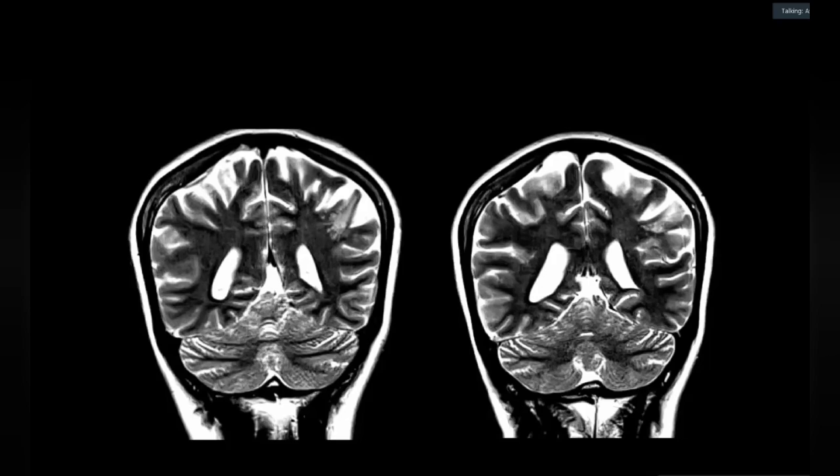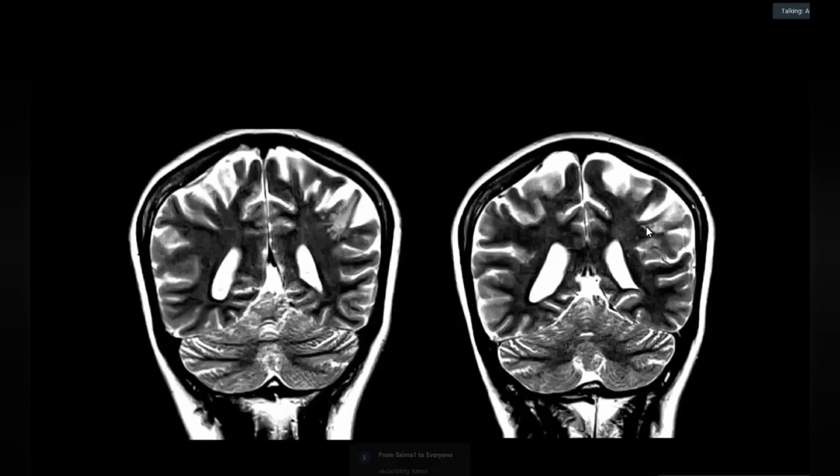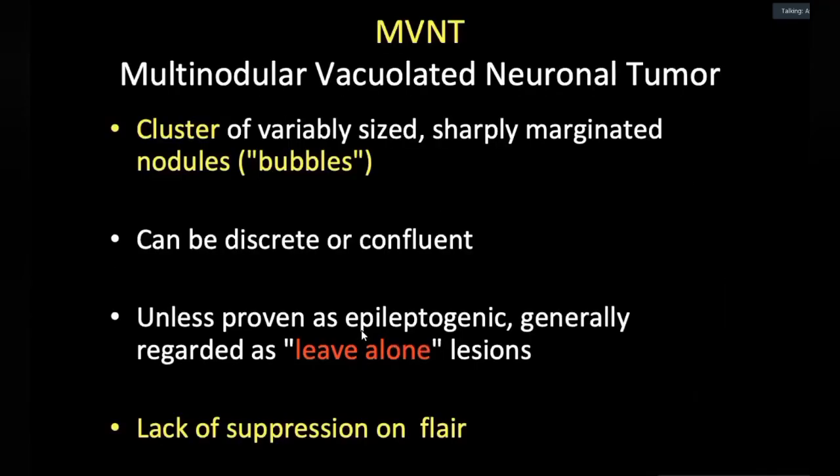So let's see. This lesion, as you said, is T2 hyperintense. If you look at the periphery, there are tiny nodules, like one here, one here. And if I go here, you can see all these little tiny nodules. There's one here, one here, one here. They don't enhance, and you can better see them on the diffusion weighted images. Sometimes they become coalescent and sometimes they are separate. So this is called MVNT, multinodular vacuolated neuronal tumor.